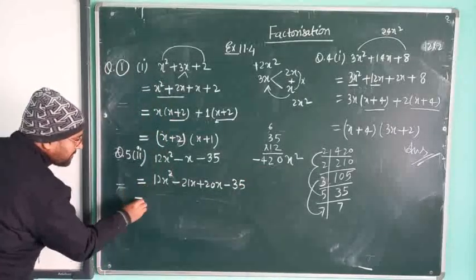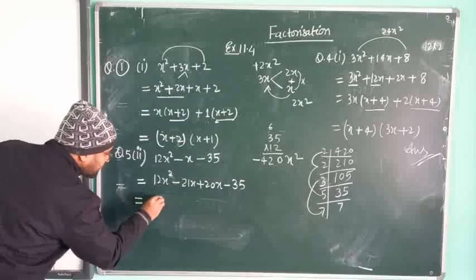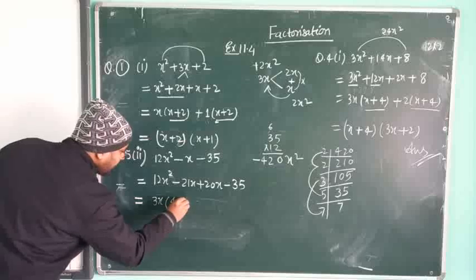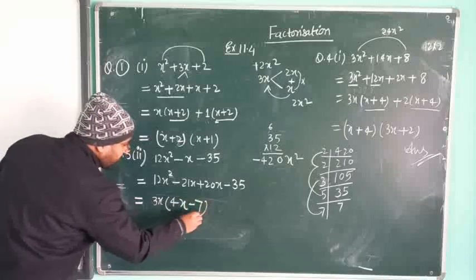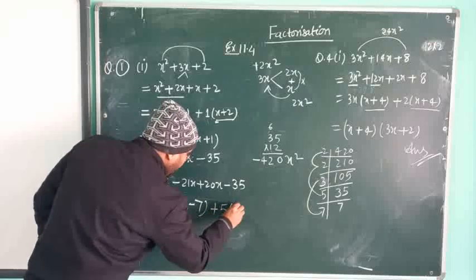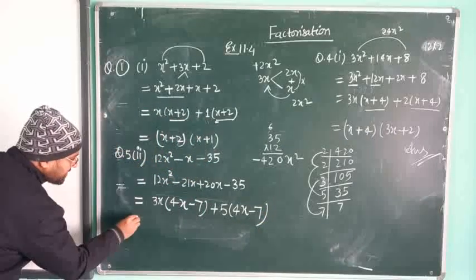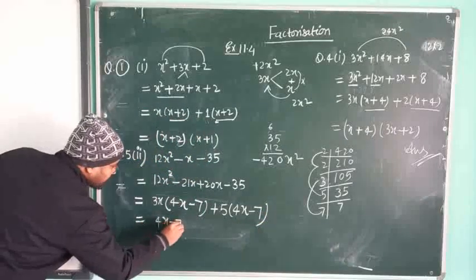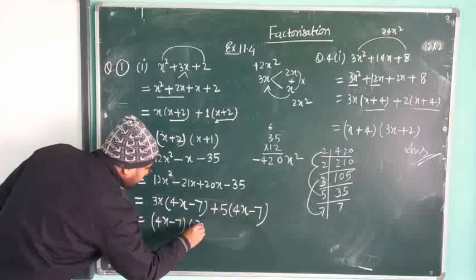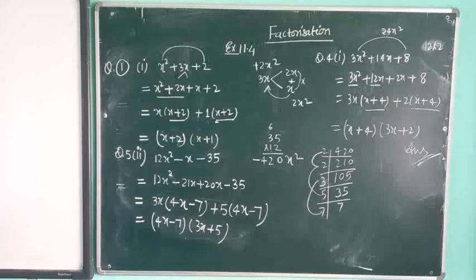So what is the common here? I can take x as common, and 3 is common, 3x is common, 3 4s are 12, and then 4x, 3 7s are 21. 5 is common here, 5 4s are 20, minus 5 7s are 35. 4x minus 7 is common in all, 4x minus 7 in one bracket, in another bracket, 3x plus 5, that is our answer. So please complete this exercise, and if any problem you can ask me.